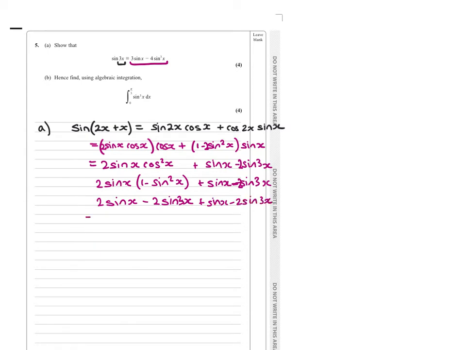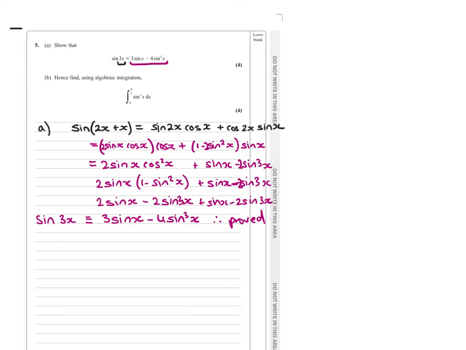This is going to simplify to 2 sine x plus sine x, which is 3 sine x, minus 4 sine cubed x, which is exactly what it wanted. This is what sine of 3x equals. Therefore, proved.